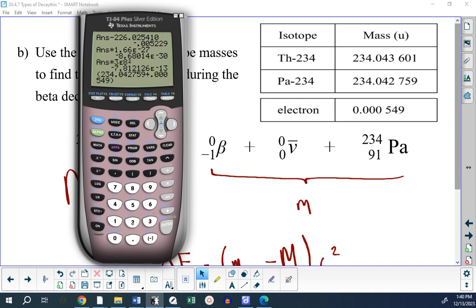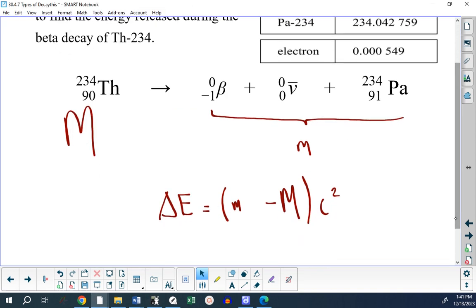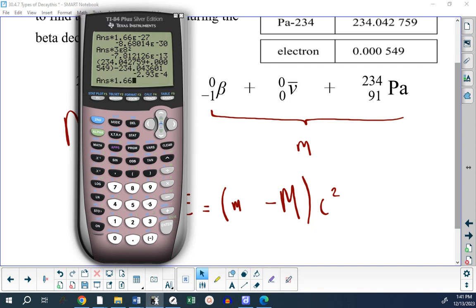So 234.042759 plus the electron mass. I'm going to subtract the mass of the thorium that we started off with. 234.043601. By the way, before I hit equals, I don't know how much any of you have been using your textbook for help. Just steer clear of the chapters dealing with nuclear physics in your textbook, because they do things wildly different. Okay? This is what I get for the change in mass. That's atomic mass units. Before I load that in here for m minus m, I need to convert that to kilograms. That many kilograms.